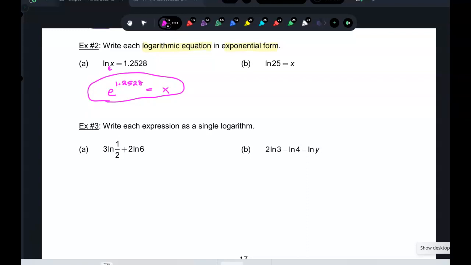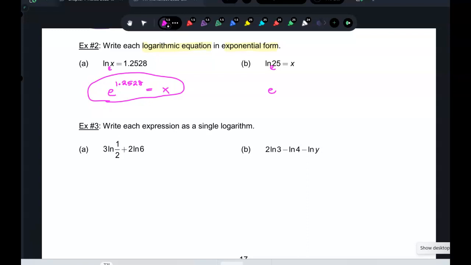Well, let's try the next one. What's the base here? It's e. e to the x equals 25. So that means ln 25 equals x. That's basically saying log base 2.7 of 25 equals x, or x equals log base 2.7 of 25.